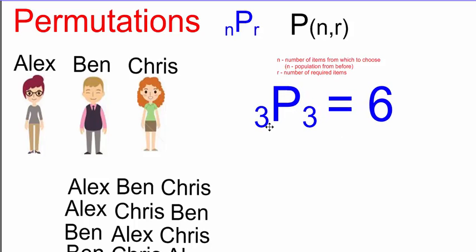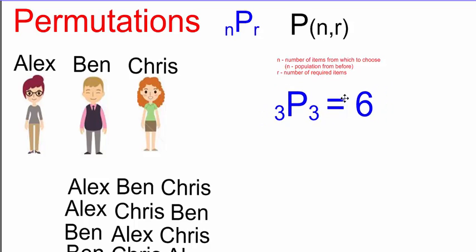So here I've got P(3,3). Again, nPr would be 3P3 as well, written the other way. It gives an answer of 6.